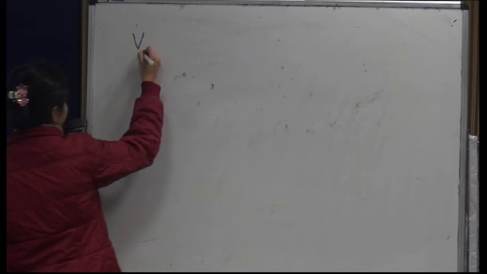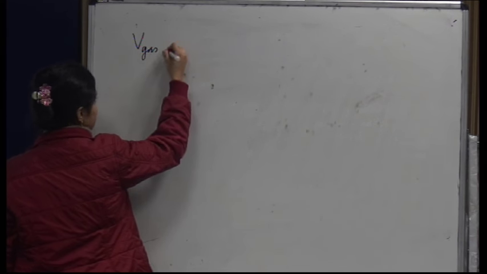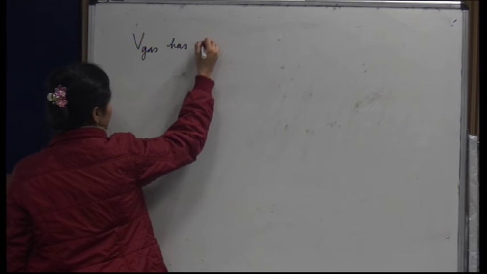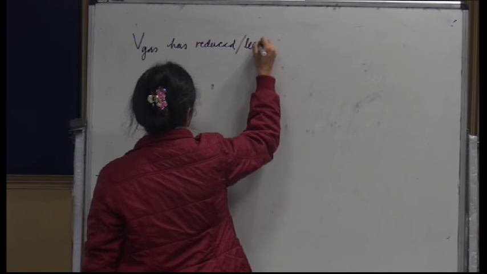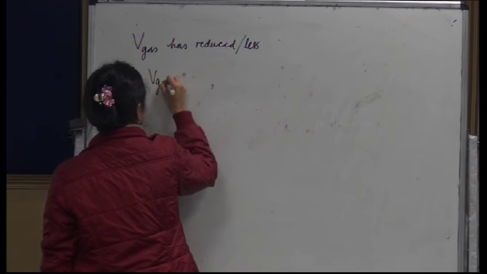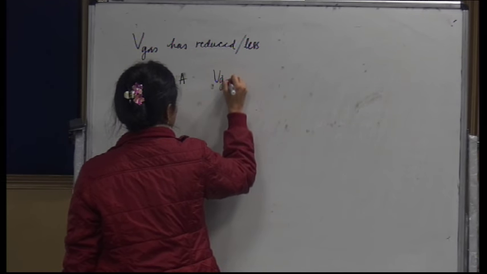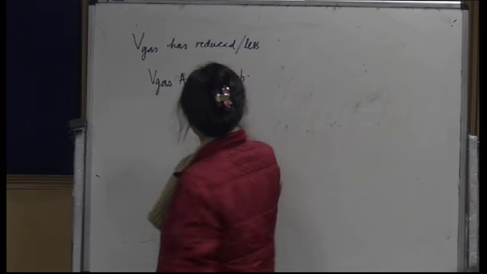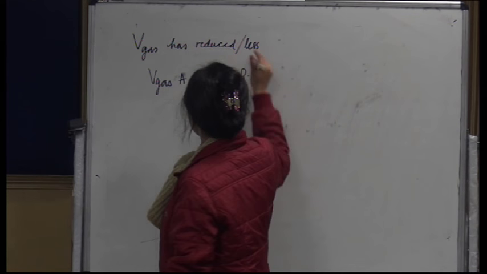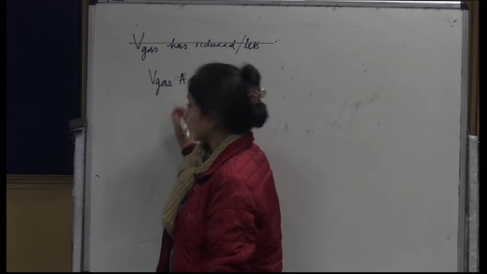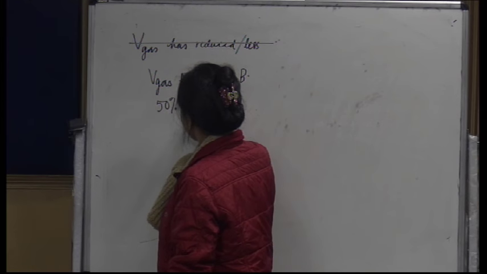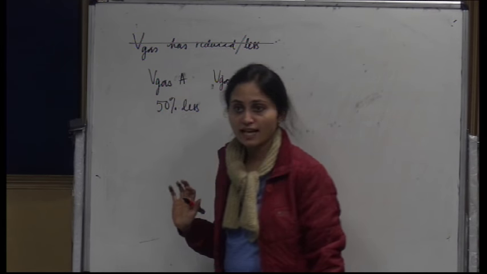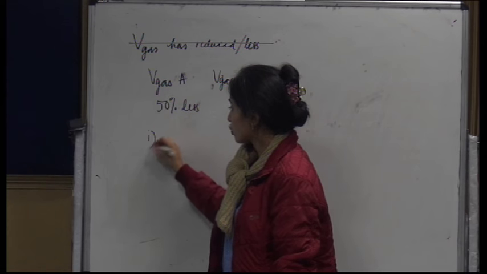say if I give you a question like, if the volume occupied by a particular gas has reduced or is occupying lesser volume, say volume of gas A and volume of gas B, alright. I am taking two gases A and B. I am saying that the volume of gas A is 50% less than the volume of gas B, alright. Now you tell me which option will be correct.